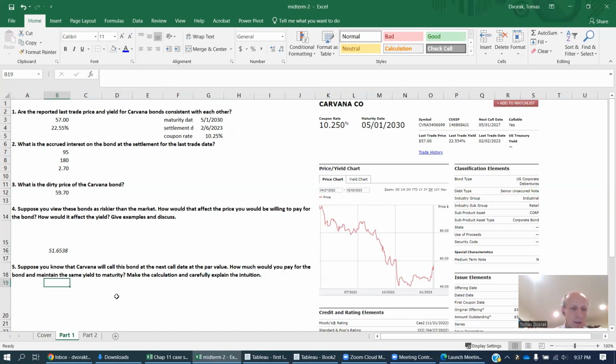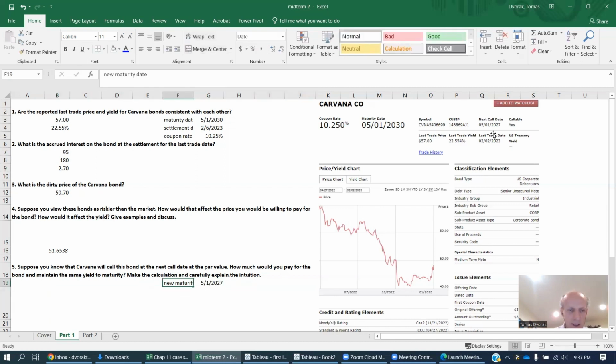So in this question, suppose that you know that Carvana will call this bond at the next call date at the par value. How much would you pay for the bond and maintain the same yield to maturity? Make the calculation and carefully explain the intuition. So if they call the bond back and make the redemption at par value, it's as if we changed the maturity from the original maturity of 5/1/2030 to the maturity of 5/1/2027. So they're going to pay back the bond a full 3 years earlier. So let's put in the new maturity date.